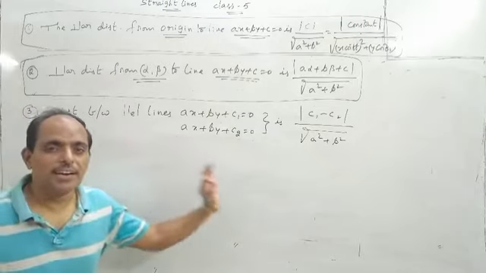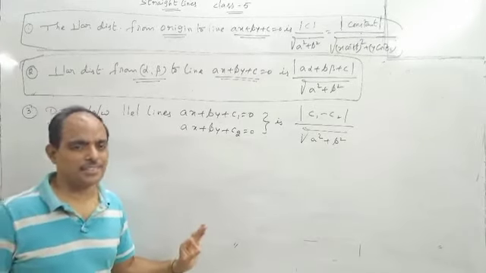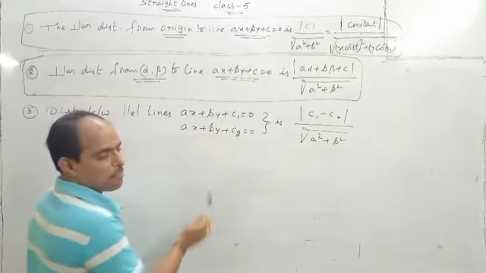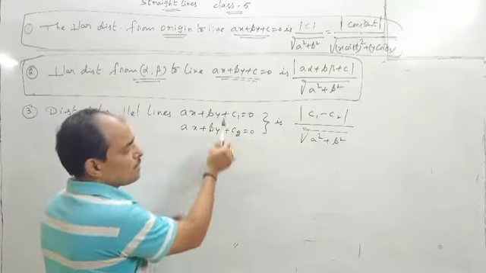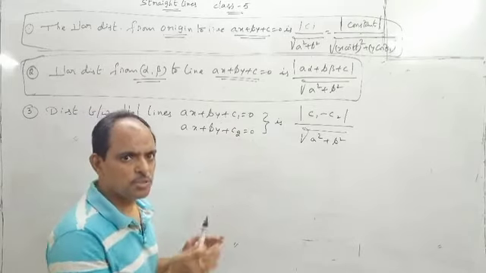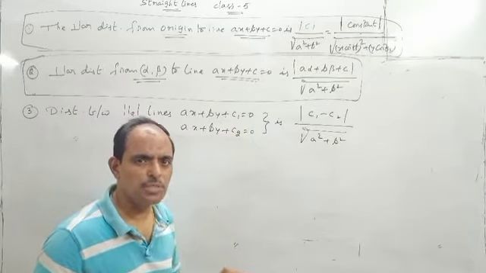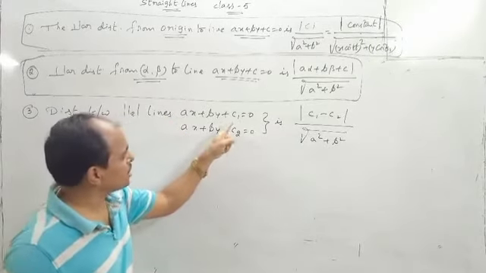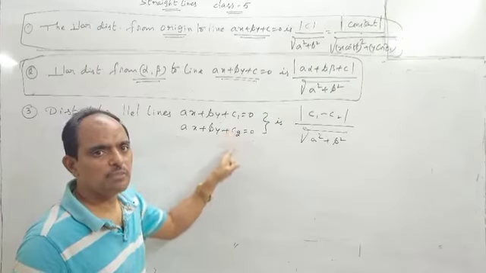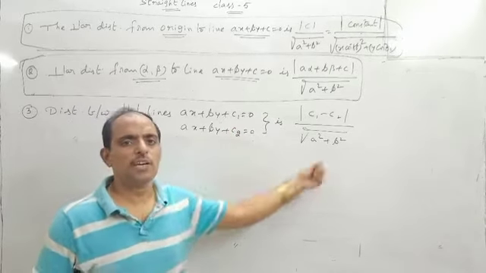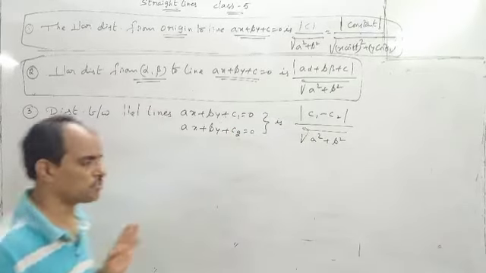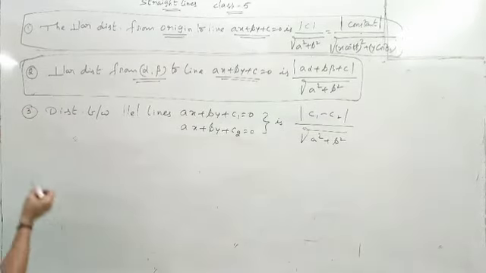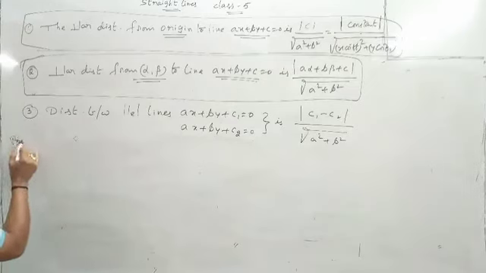Distance between the parallel lines, only parallel lines. You see, parallel means x coefficient and y coefficient should be same, constant will be different. Slopes will be same because if the lines are parallel, slopes are equal. So what about the formula? Just c1 minus c2 by root of x coefficient square plus y coefficient square. How to prove? Proof is not important, but you have to listen. Okay? Proof.